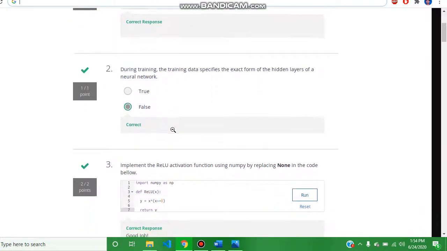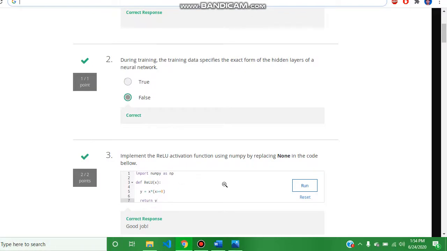Question number 3 is this. Run the test. This is a coding question. Import numpy as np. Define ReLU(x): y = max(x, x >= 0). Return y.